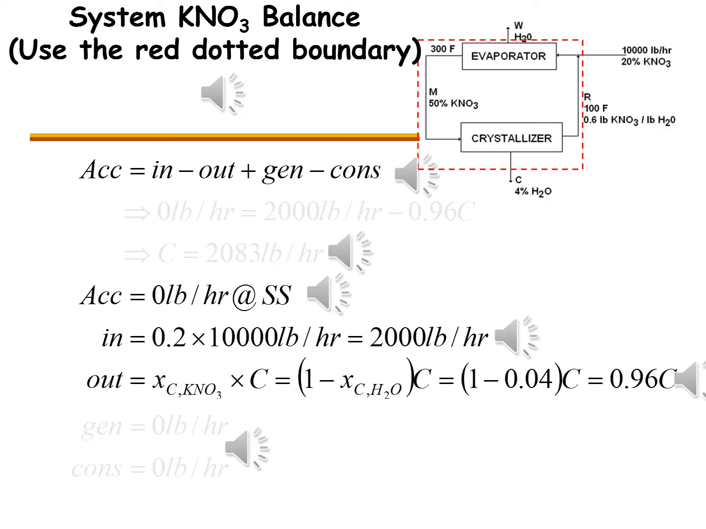Two streams exit the red dotted boundary, W and C. W contains only water, so the salt only leaves via stream C. As the feed to the plant contains only water and the salt, stream C should also contain water and salt. The mass fraction for water is 0.04, hence the mass fraction of salt should be 0.96, as the sum of mass fractions should equal 1.